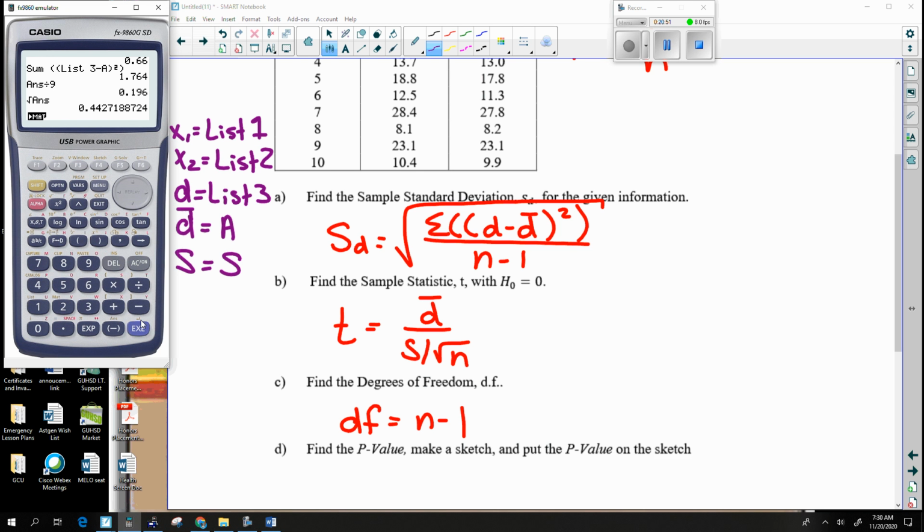Okay, so that is our standard deviation. I am going to store that as the letter S. But that's our standard deviation. That's our first answer.